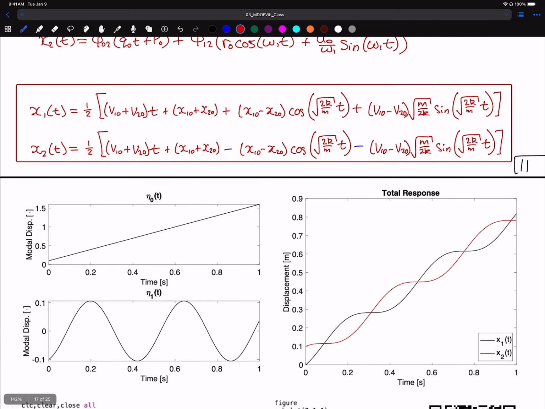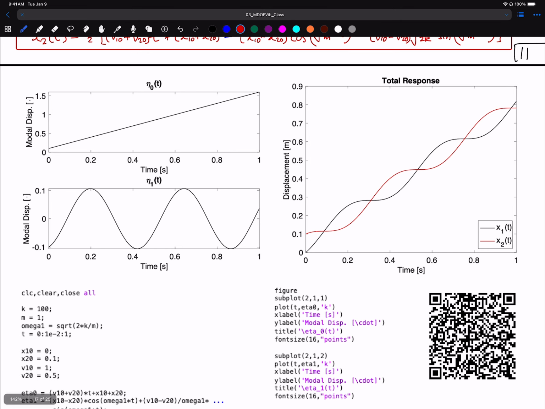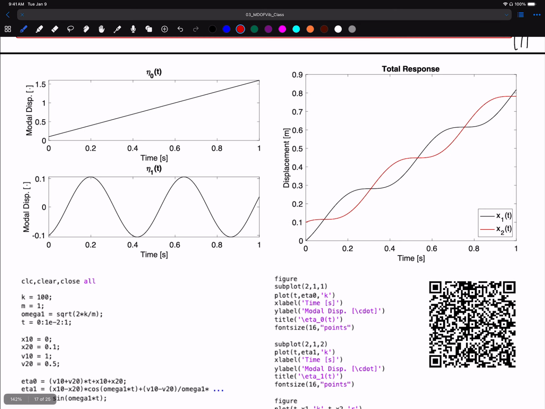Okay, now I went ahead and plotted the response of each mode on the left shown here. You can see that for just some generic initial conditions, in this case I set the parameters, the stiffness to 100, the mass to 1, compute omega 1 there. I set the time up to a time of 1 second. And then I provided some initial conditions here.